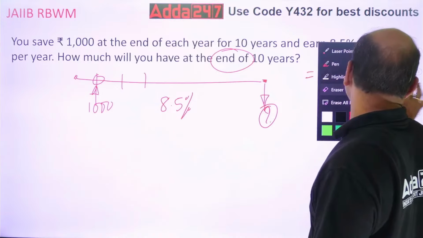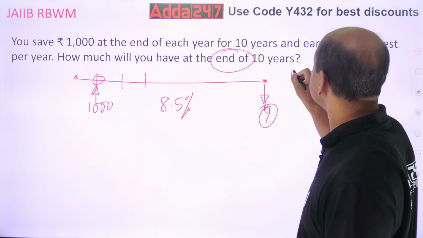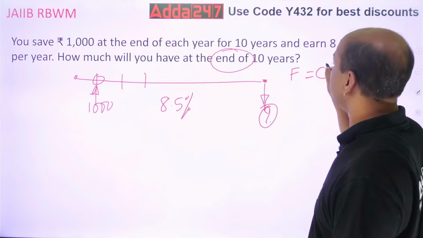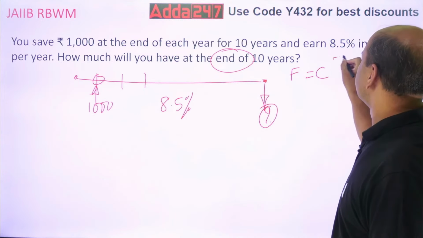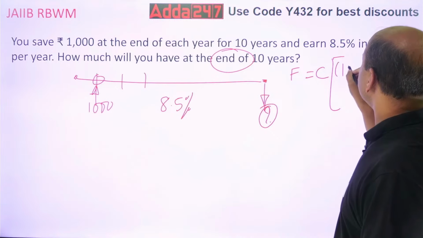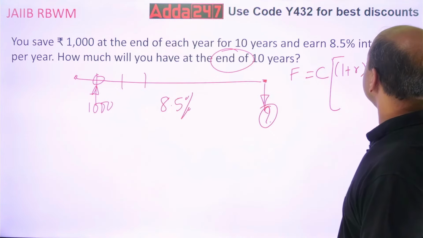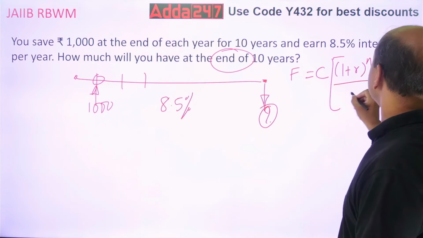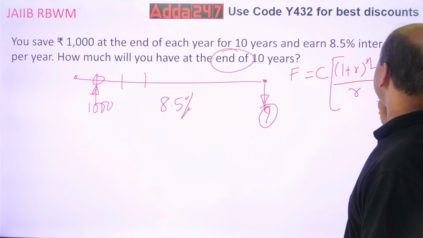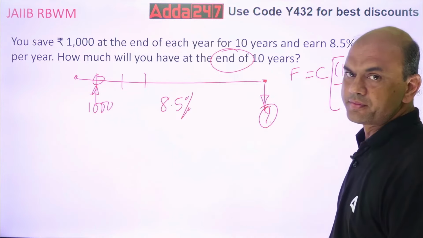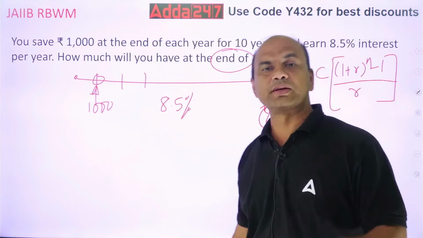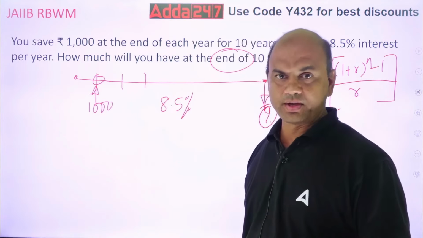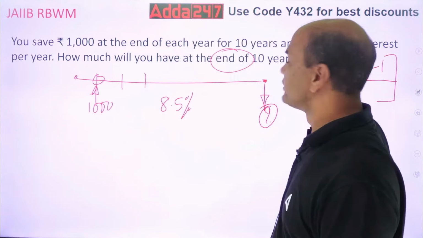So future value F equals C into whatever I invest per year. C means 1000, whatever I invest per year, into (1 plus R) raised to n minus 1, the whole upon R. I want only future value now. This is the formula for future value. The formula for present value is different. So now you will be using this formula.